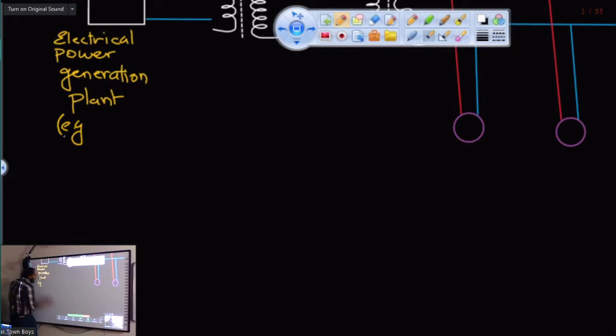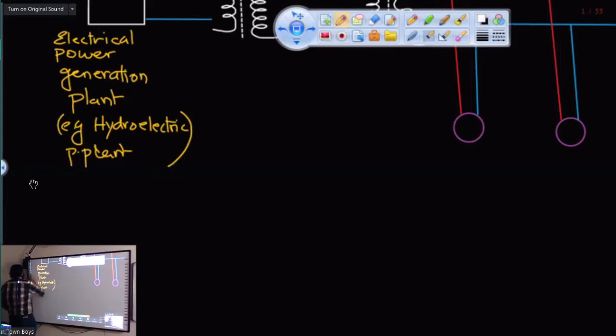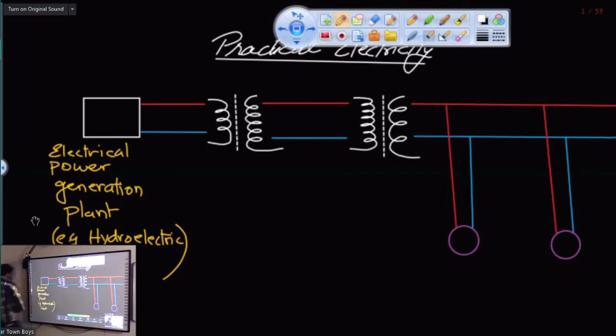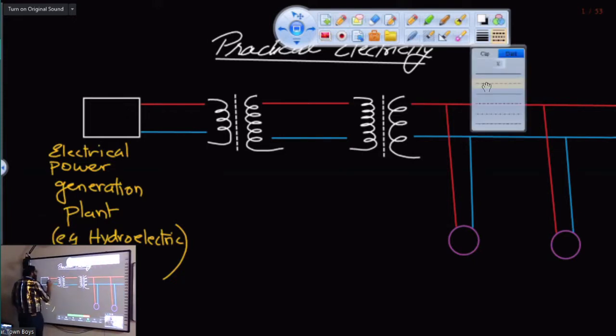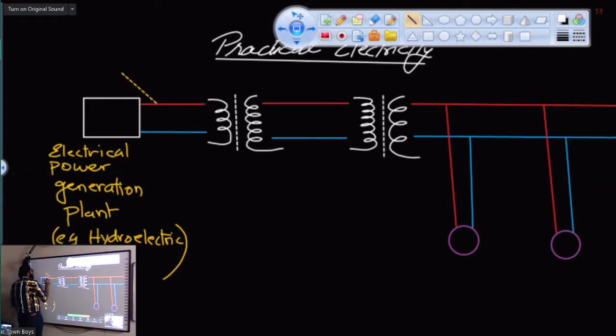Let's say that we have a hydroelectric power plant, and a nuclear power plant, etc. So I'm just making one of them over here. Then this generates electricity, and it has two wires. The red wire, which I've made over here, is actually the live wire. So this wire is the live wire. And this wire, I'm going to name it as a neutral wire. This is a neutral wire.